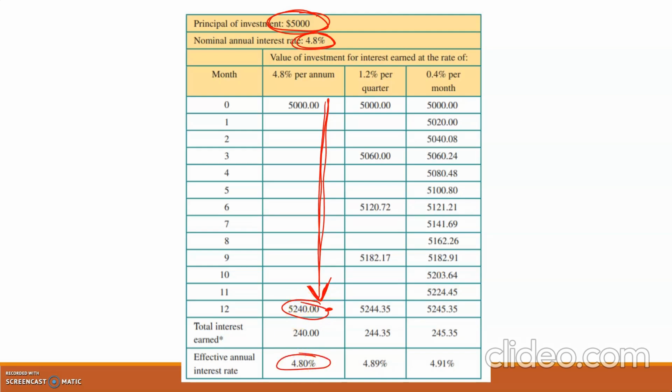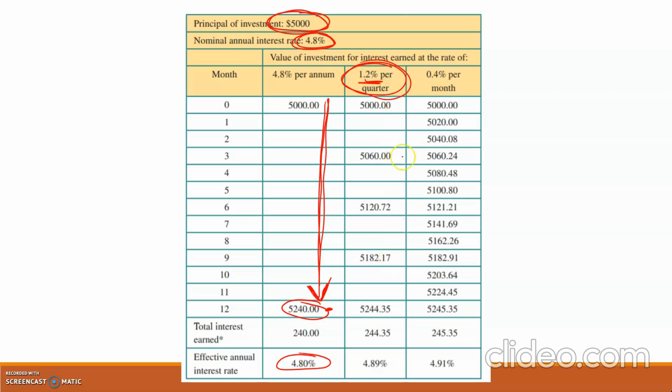Now, there's a few more columns in this table, and each column shows us what would happen with a different compounding period. So now in this next column, instead of 4.8% per annum, we're doing a quarterly interest compounding rate where we divide the 4.8 by 4 because there's 4 quarters in a year, and we get 1.2% per quarter. So that means we compound a few times over the year.